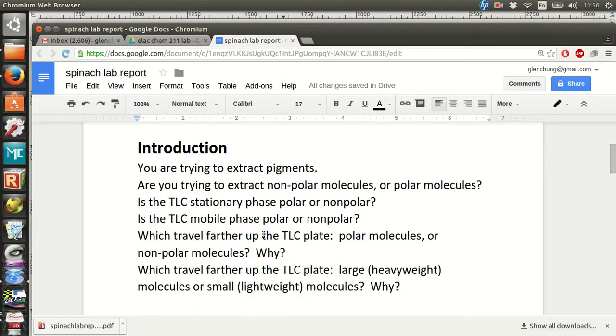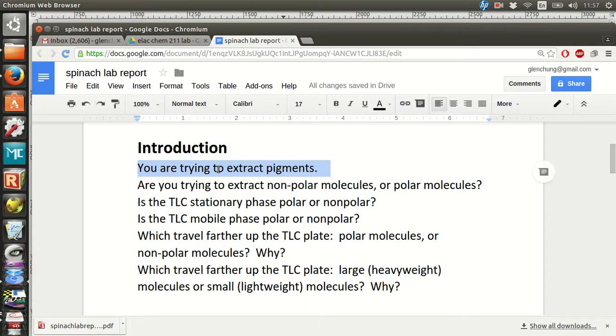In the introduction, please say that you're trying to extract pigments, and then please say whether those pigments are nonpolar or polar. You can figure that out by examining the procedures in your memory, in your imagination, or on the actual document. Please say whether the TLC stationary phase was polar or nonpolar by consulting the TLC video that I have posted. Please say whether the TLC mobile phase is polar or nonpolar. And then please predict which would travel farther up the TLC plate, polar molecules or nonpolar molecules, and give a reason why. Explain exactly what happens.